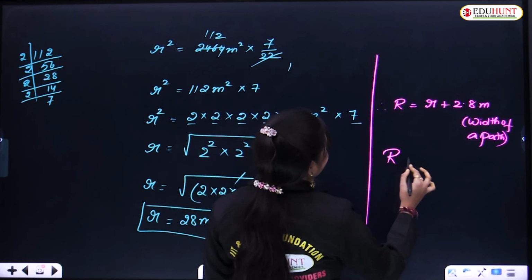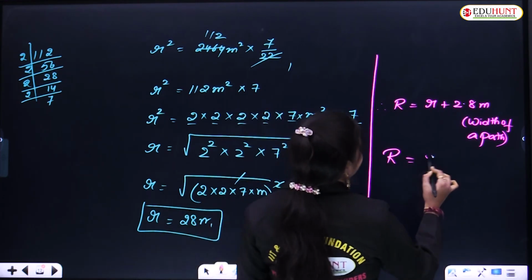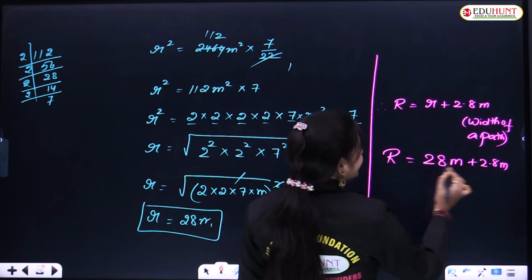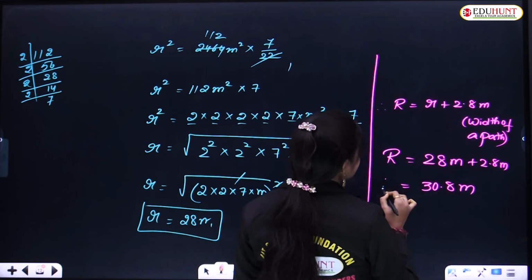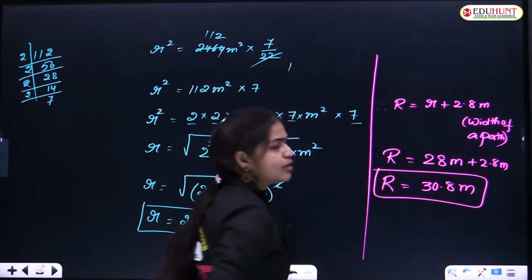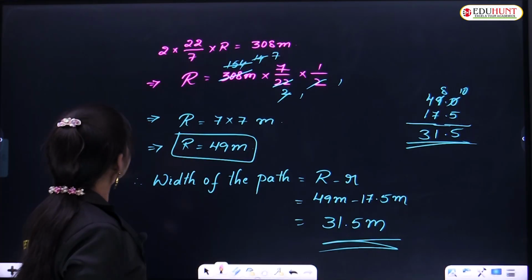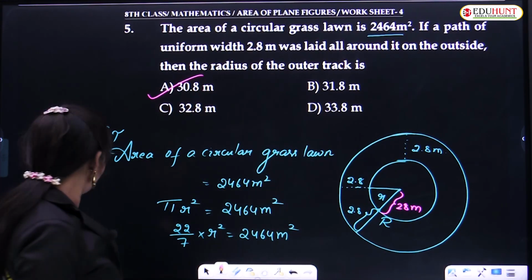Now finally small r is equal to 28 meters. Then here 28 meters plus 2.8 meters, that is equal to 30.8 meters. This is capital R. The radius of that outer track is 30.8 meters. Yes, 30.8 meters.